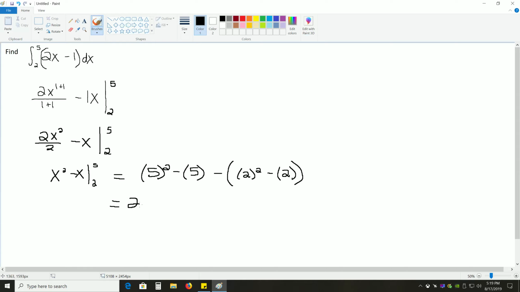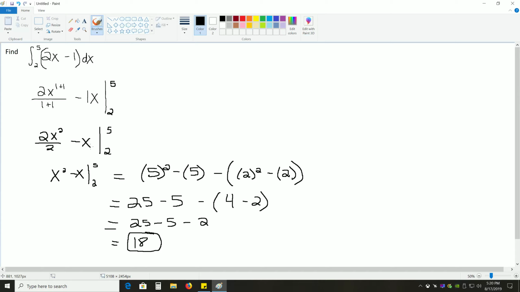Simplifying this, we get 25 minus 5 minus the quantity of 2 squared, which is 4, minus 2. That leaves us with 25 minus 5 minus 2, since 4 minus 2 is just 2, giving us 25 minus 5 is 20, minus 2 is 18. So the integral from 2 to 5 of 2x minus 1 dx is just 18.